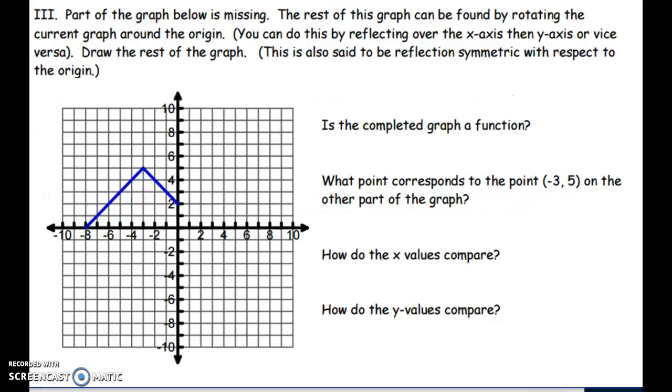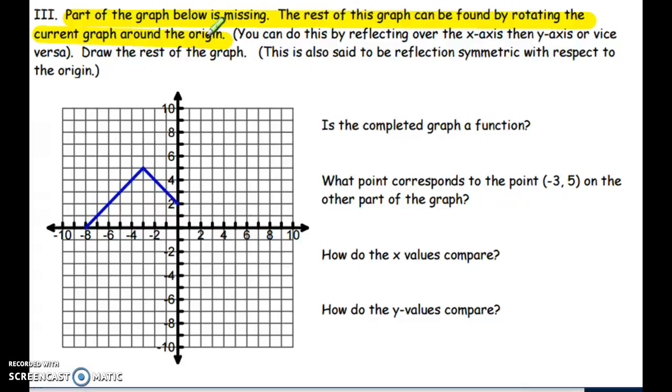And the last task is to reflect about the origin. Now what this involves is that we do a combination of an x-axis and a y-axis reflection. So at the top it says part of the graph is missing. The rest of the graph can be found by rotating the current graph around the origin. So you can literally rotate around the origin, and that's a concept you did in geometry. We're going to kind of look at that rotation differently.